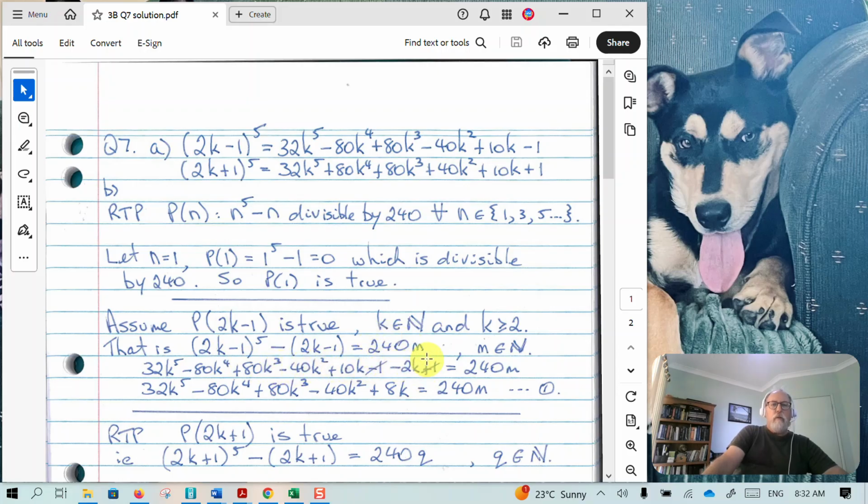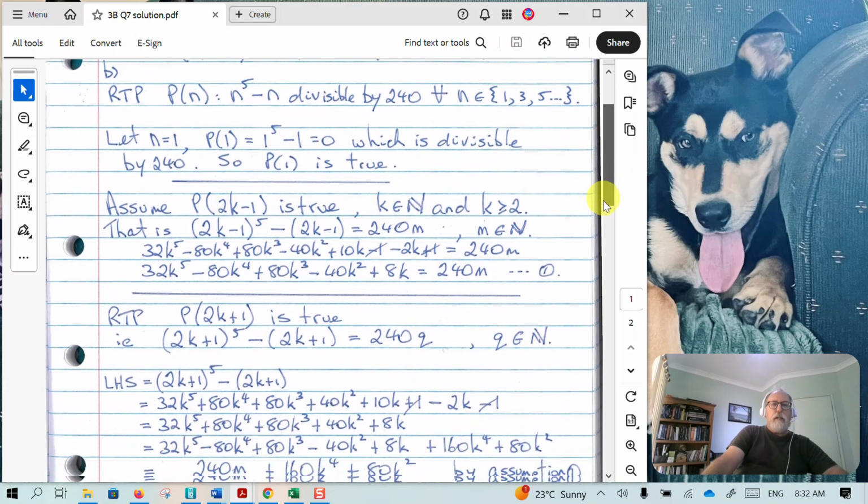In other words, this proposition would read (2k minus 1) to the 5th, take (2k minus 1), is a multiple of 240. I wrote 240 times m. m is an integer, of course, if it's a multiple. Now, expanding out (2k minus 1) to the 5th was done above. It was already there. So I copied that out, and we still have at the end here subtract (2k plus 1). So the negative 1 and the positive 1 cancel, and then 10k take 2k becomes 8k. So this statement here, which I've labelled equation 1, is really the statement of my assumption.